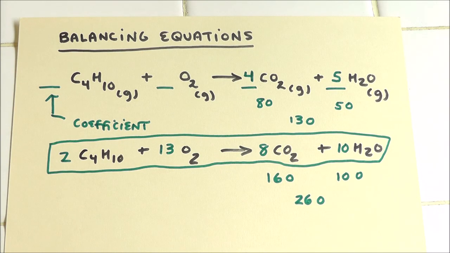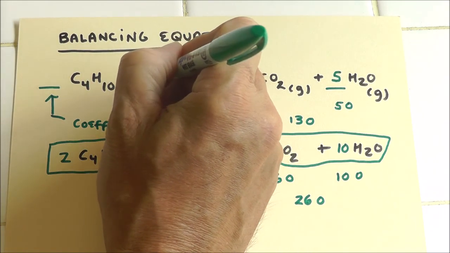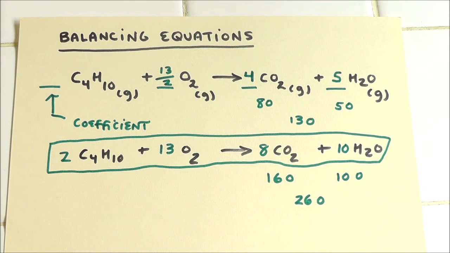Now, I'm going to tell you something else, and now some of you will like this and some of you will not. When it comes to diatomic compounds or diatomic elements, or just in general, you're allowed to put a fraction, even though there's no such thing as 13 halves of an O2. You could put a fraction there. They do this with diatomic elements, and so either way would be acceptable. Of course, I have nothing there. That's an understood 1.